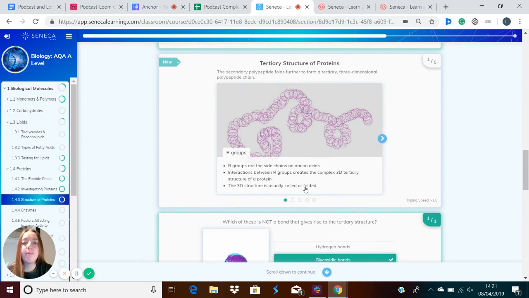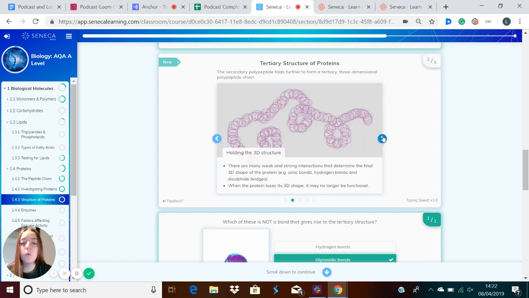The secondary polypeptide chain can fold further to form a tertiary three-dimensional polypeptide chain. So tertiary means a third layer. R groups are the side chains on amino acids. Interactions between R groups creates the complex 3D tertiary structure of a protein. The 3D structure is usually coiled or folded.